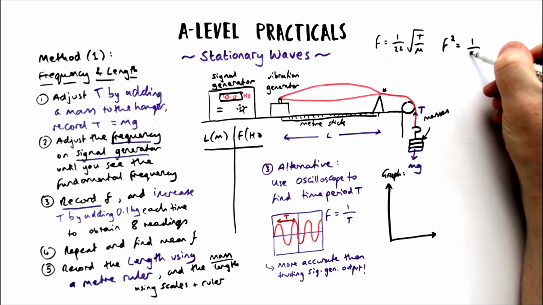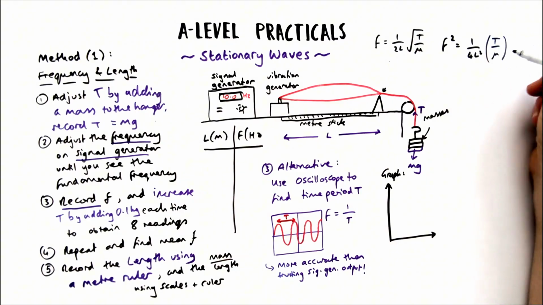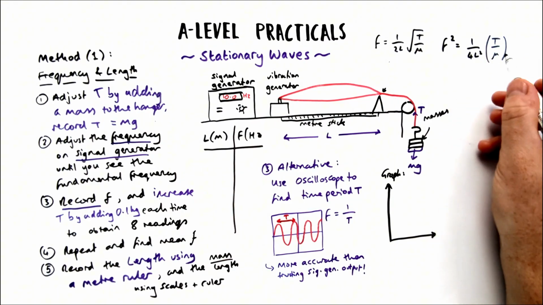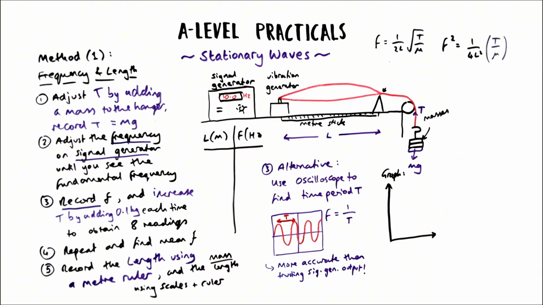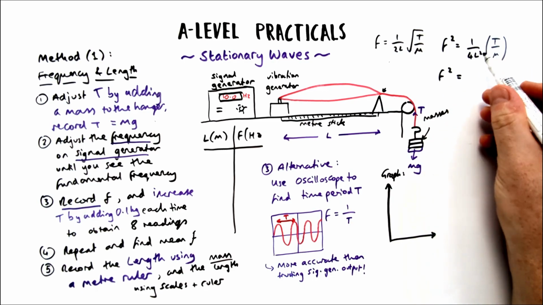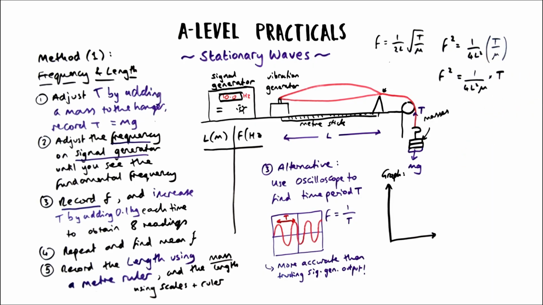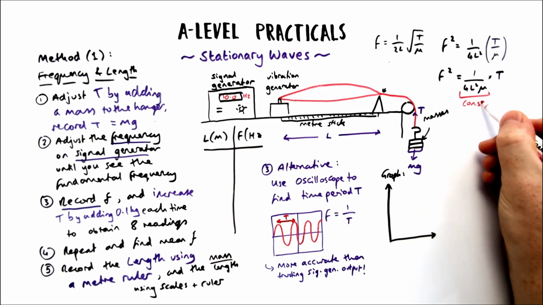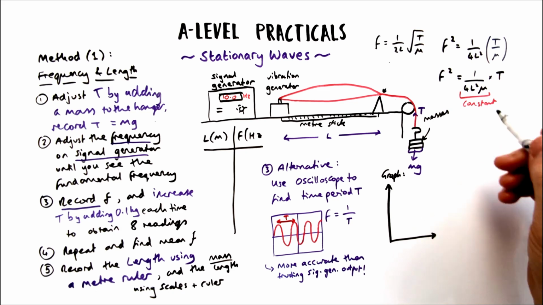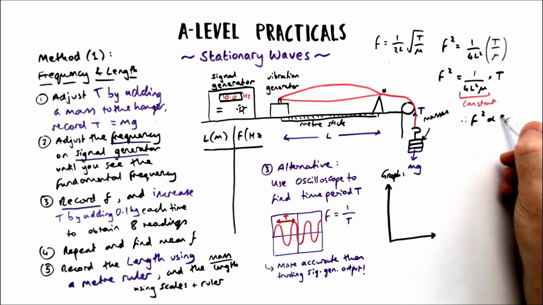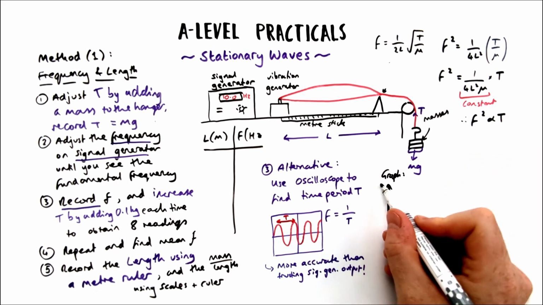From this equation, hopefully you can see that frequency is not directly proportional to the tension. But if I was to expand out our square root and square everything, I'd find that f squared is equal to 1 over 4L squared times the tension over mass per unit length, meaning that the overall relationship is that f squared is proportional to T, because everything else in that equation is constant, the way we're doing this practical, including length this time.